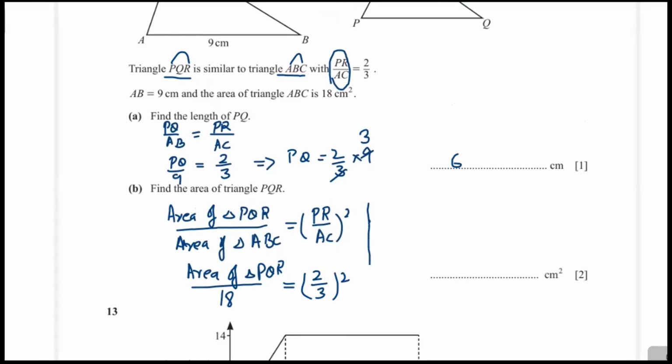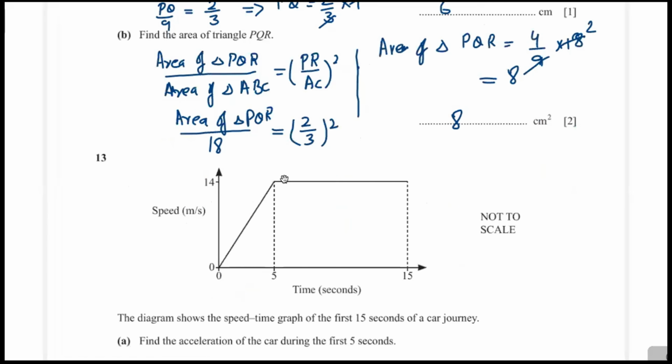Therefore, area of triangle PQR will be equal to 2 over 3 square, which is 4 over 9, and the 18 will be shifted from the left to the right side, so it will be multiplied as a fraction. Now 9 times 2 is 18. You can write 4 2s are 8, and this 8 is the area of the triangle PQR.